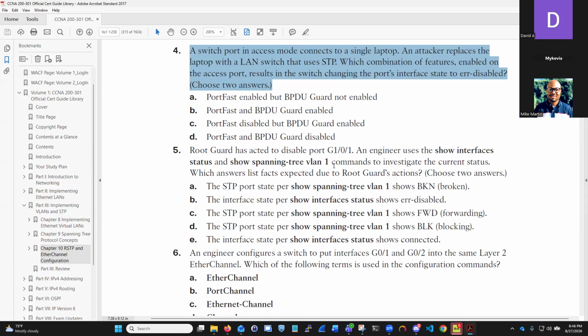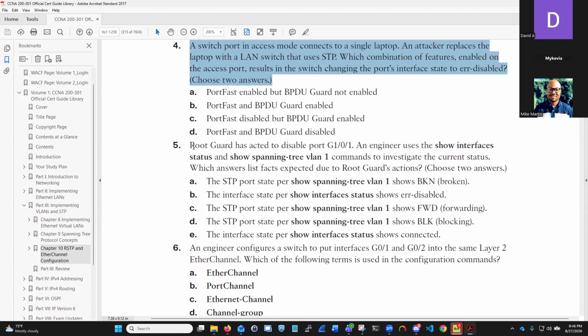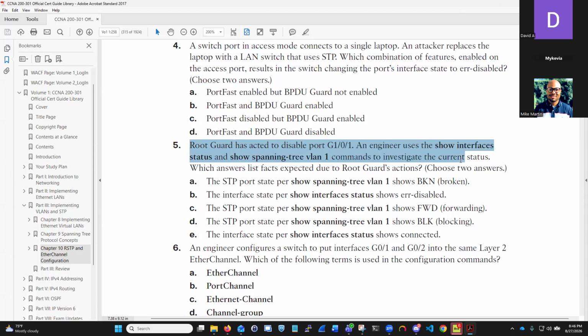All right, let's go to 5. Root guard is active to disable port gigabit 1/0/1. An engineer uses the show interface status and show spanning-tree VLAN 1 commands to investigate the current status. Which answers list facts expected due to the root guard's action? Choose two answers.